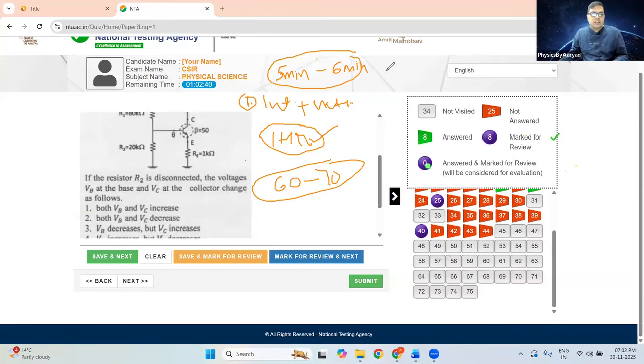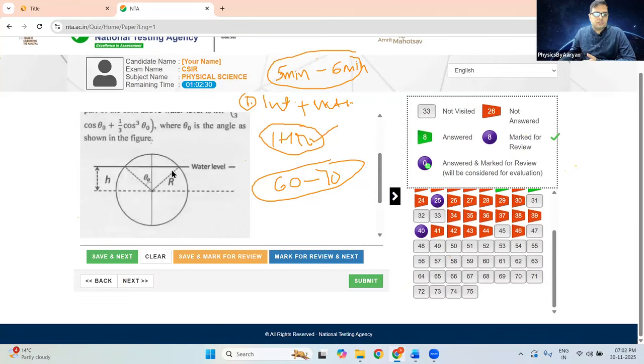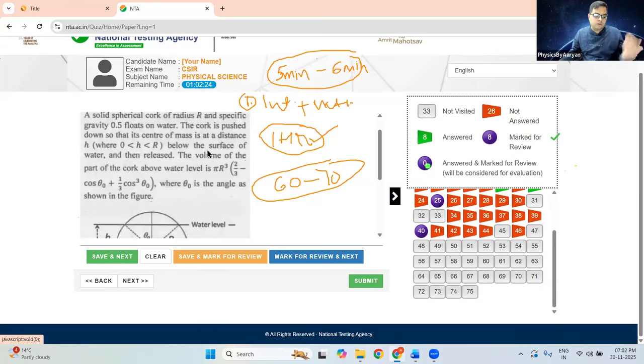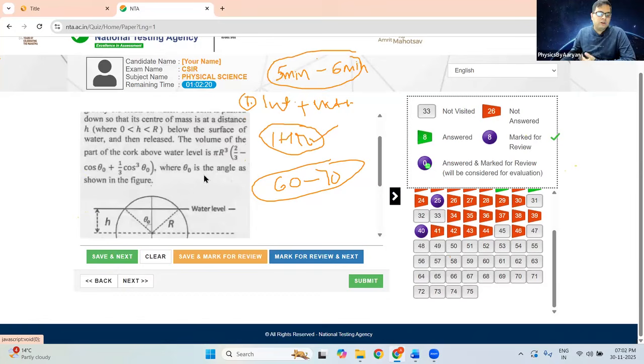But in part C, you only have 10 seconds to decide whether to do a question or not. For example, this is a question, a difficult mechanics question. In 10 seconds I decided this is something I need to apply my mind on. Full mind it will take. There is no direct formula.